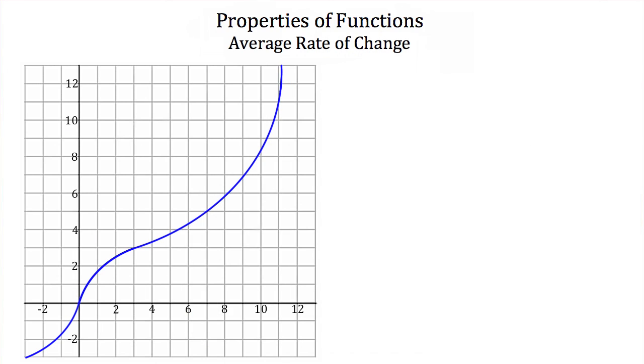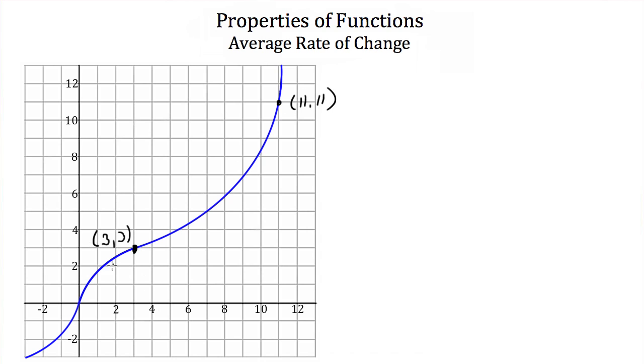Now the next thing we need to talk about is the average rate of change of a function. Now because a lot of functions are not straight lines, they tend to be these bent lines, if we want to find the rate of change, we typically find the average rate of change between 2 points. Say I wanted the average rate of change of this function between the points (3, 3) and (11, 11).